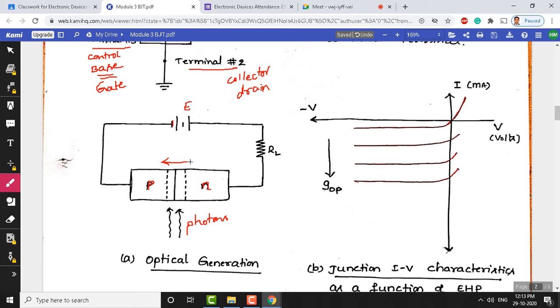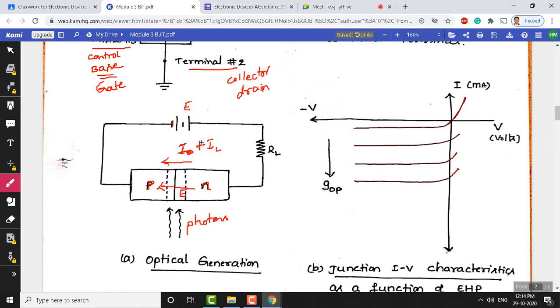The field is acting from N to P, this is the direction of the electric field, and this causes the holes to move to the P side. So, current flow takes place from the N side to the P side. This is the direction of the current. In the absence of light, the current is called the reverse saturation current, which we indicate as I naught, and as you keep increasing the number of photons, the optical generation rate also keeps increasing, and an additional current IL will keep flowing from the N side to the P side.